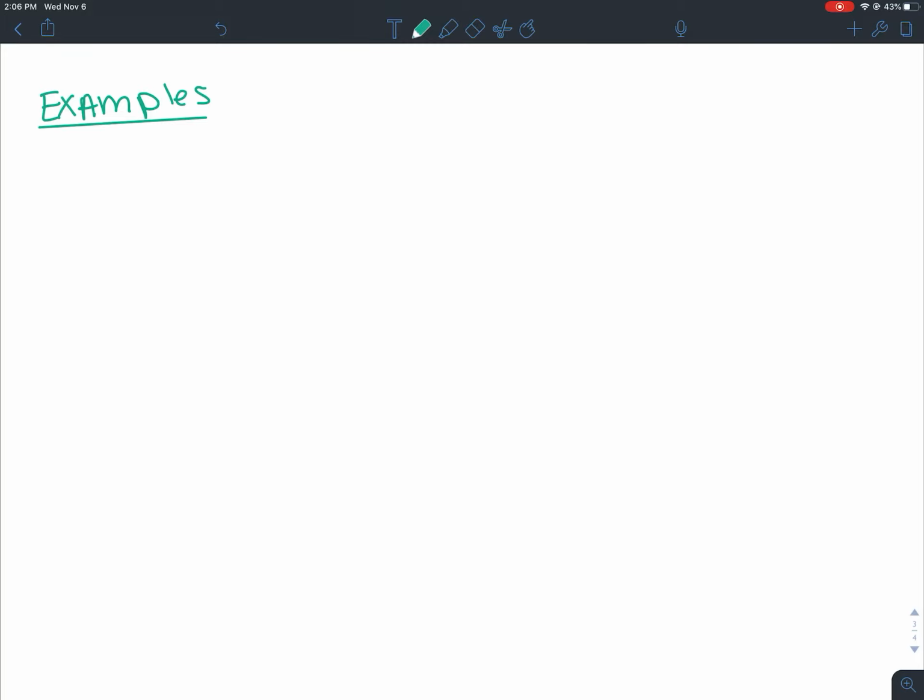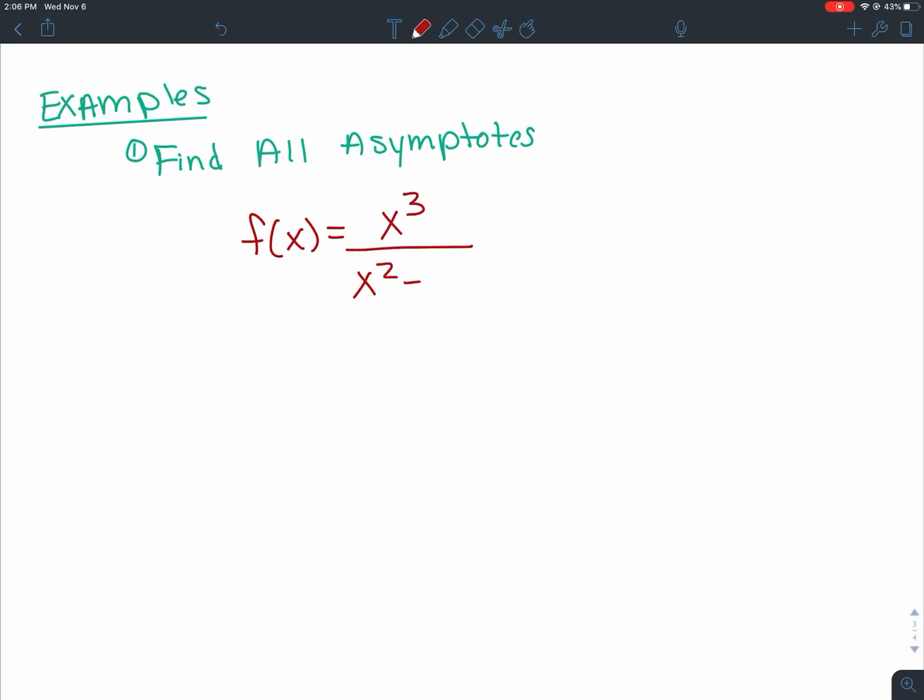So, find all asymptotes. That's all of them. So now when I ask you to find them, we've got to find horizontal, vertical, and end behavior. So 3 different problems. So here's the first example. f of x equals x cubed over x squared minus 9. Okay, so I need to find the vertical, I need to find the horizontal, and I need to find the end behavior. I would pause and see if you can find at least the first 2.